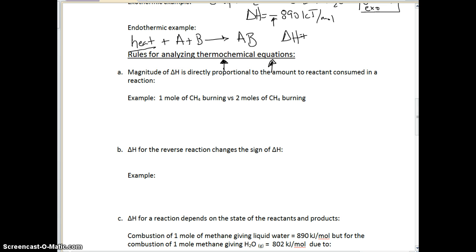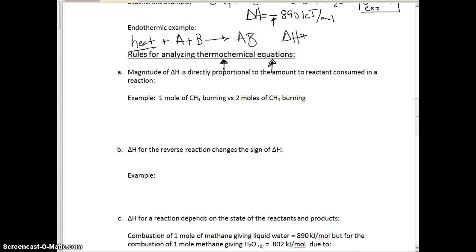Now, there are some rules for when we analyze chemical equations, and these are going to come up later on when we do some manipulation of equations in an idea called Hess's law, which is coming in a couple of days. So let's talk about some of these rules and how they apply to thermochemical equations.